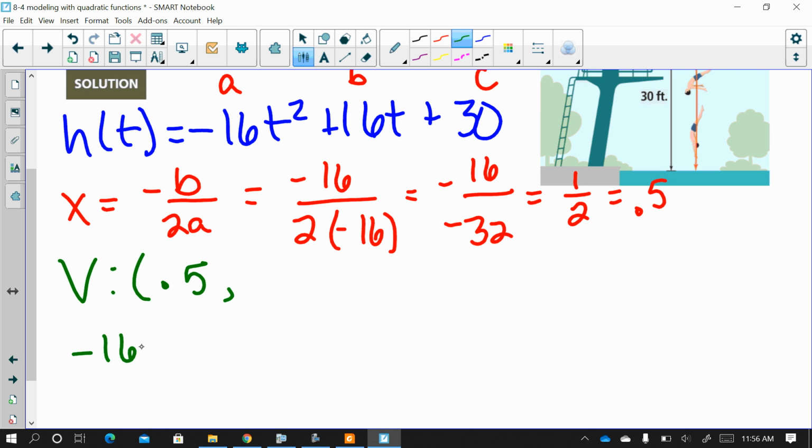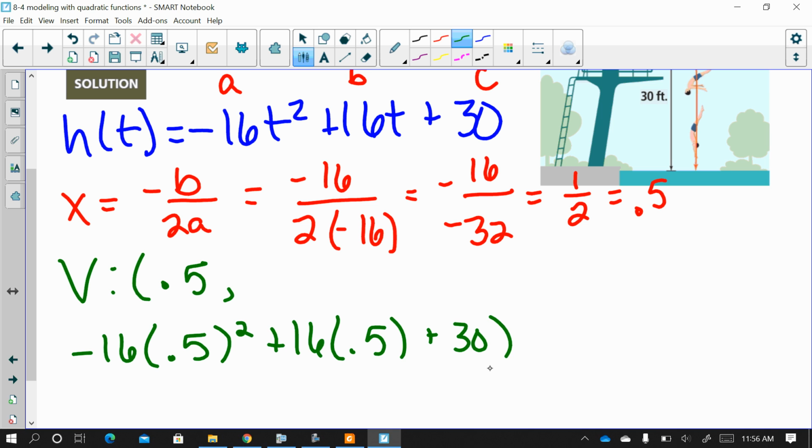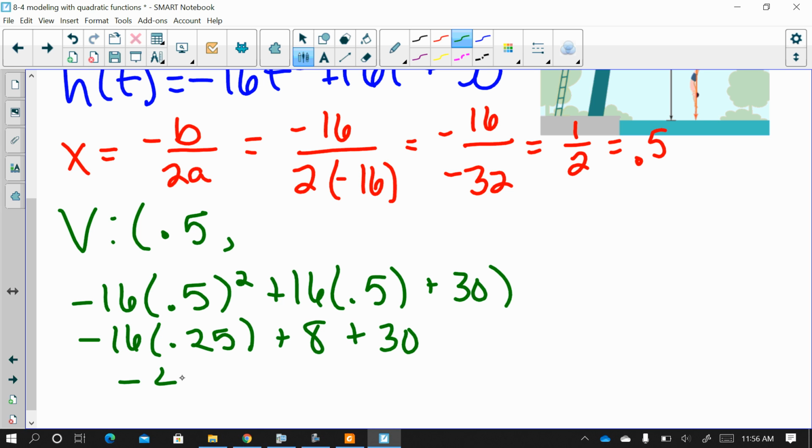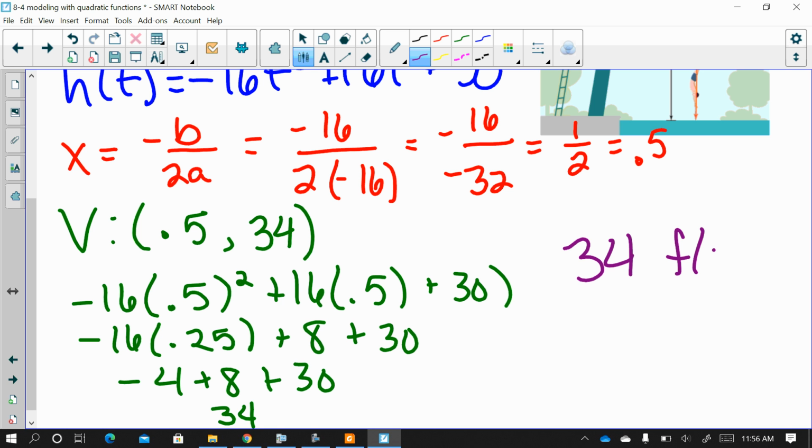So I have negative 16 times 0.5 squared plus 16 times 0.5 plus 30. Again, calculator work, very handy here. Negative 16 times 0.25. 16 times 0.5 is 8. Okay, and negative 16 times 0.25 is negative 4, plus 8 plus 30. Negative 4 plus 8 is 4, plus 30 gives me 34. So how high does this guy end up? 34 feet is his maximum height.